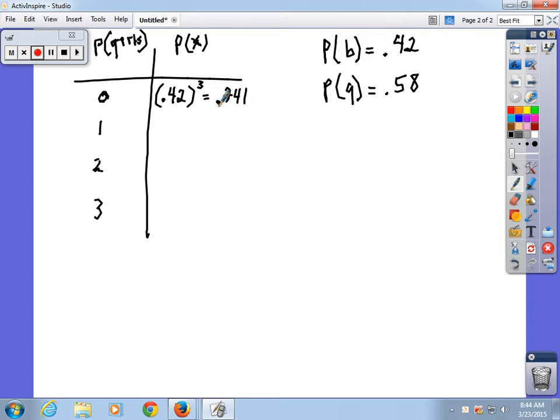Now, if we can do 0 girls that easy, what else can we do that easy? 3 girls. And what would that be? I'm so sorry, 0.58. I was trying to put my calculator and my Pandora down. All right, what's 0.58 raised to the 3rd power? 0.195. All right, now y'all do the middle two.